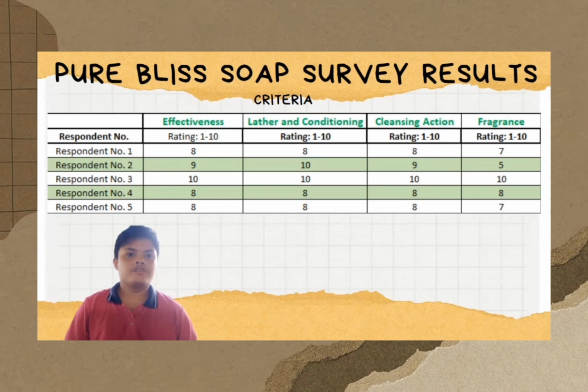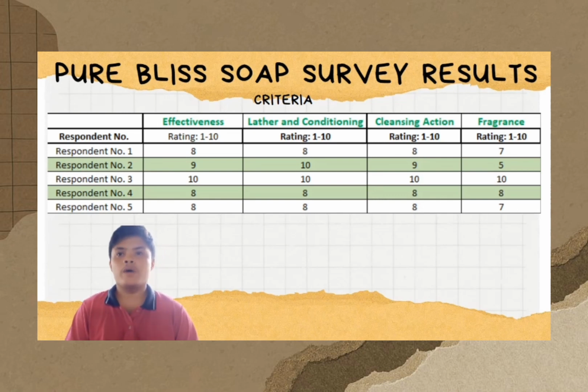Before I go to the conclusion about the survey results taken from our respondents, I have here a table that shows the tally of the criteria that we gave to the respondents, and their ratings on those criteria. And these are the following. This is a table that shows the tally rate gathered from our respondents and their different ratings on the criteria of our soap.